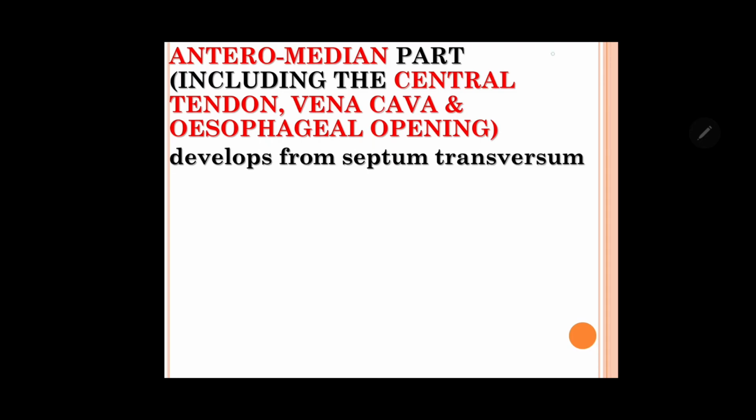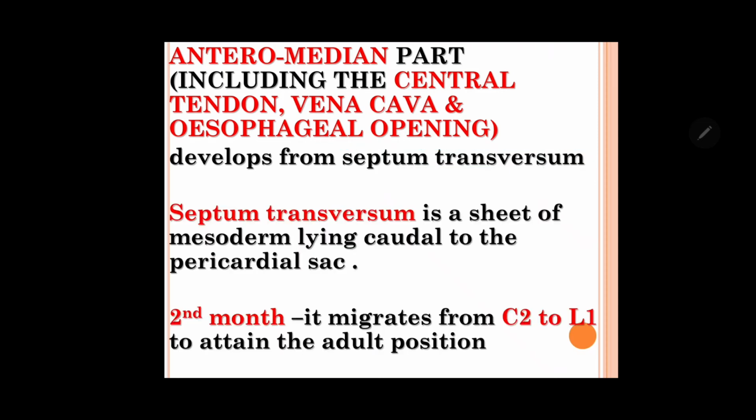Coming to the development of the diaphragm, we already know the anteromedian part, that is the central tendon containing the vena cava and esophageal opening, develops from the septum transversum. Septum transversum is the undivided mesoderm lying cranial to the pericardial sac before the head fold, and it's a sheet of mesoderm lying caudal to the pericardial sac after the head fold. Please refer to the development of the gastrointestinal tract, the introductory session.